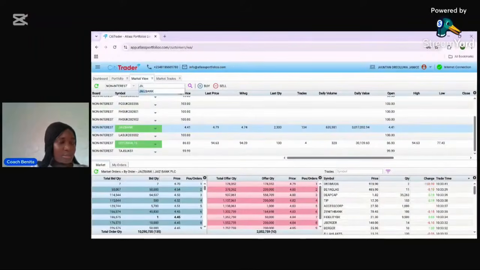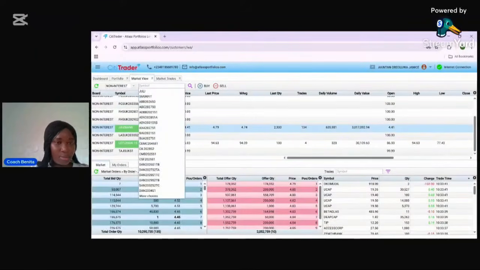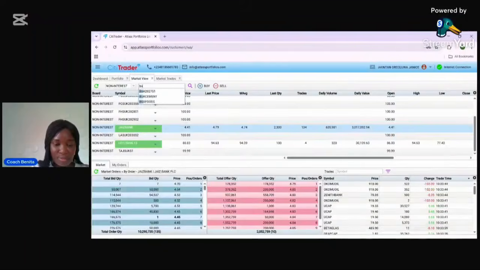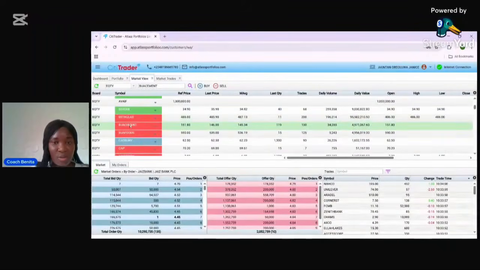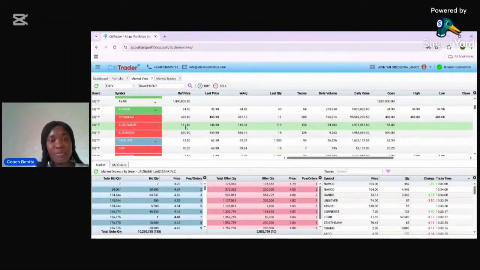Let's take a look at, let's say, Boa Cement. When you're looking for anything in the market, all you need to do is come and type it here. It's going to bring out the ticker symbol. You click on the ticker symbol and you search. So let's look at what is happening in Boa Cement now. Last price was 151 naira 80 kobo, which is the current price, and this is the same price it closed yesterday.